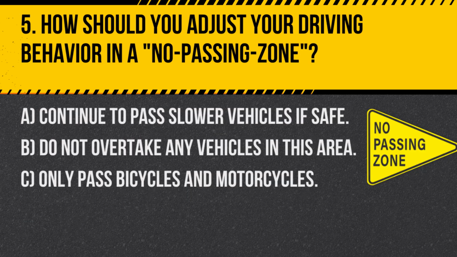Question 5. How should you adjust your driving behavior in a no-passing zone? A. Continue to pass slower vehicles if safe. B. Do not overtake any vehicles in this area. C. Only pass bicycles and motorcycles.